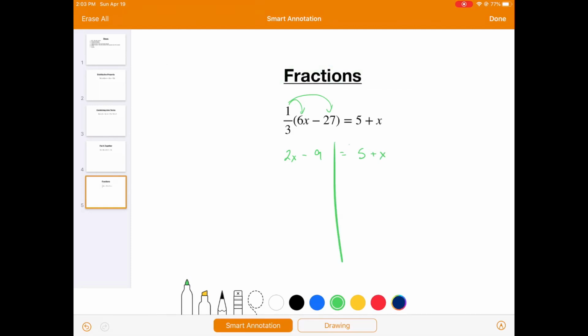So my first step is to move my smaller variable. X is smaller than 2x, so I'm going to get rid of it. 2x minus x is x. Everything else drops down. Then my last step is just going to be to add 9 to both sides because I want all my constants on the opposite side, and x is equal to 14. So in this case, I didn't even have to divide because my coefficient was 1.